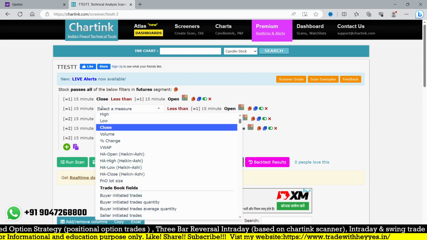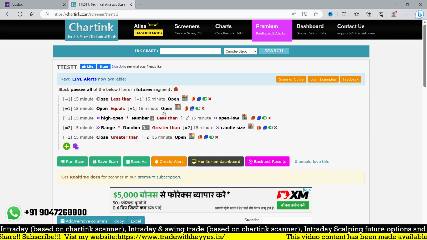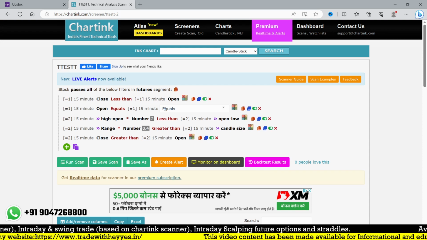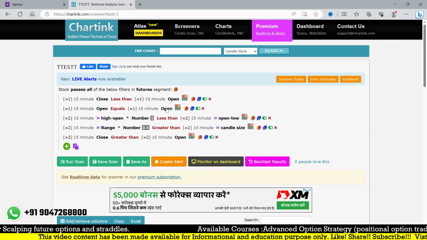The first candle should be open equal to high. This is also one more condition which you are simply following. That will give you even better chances.